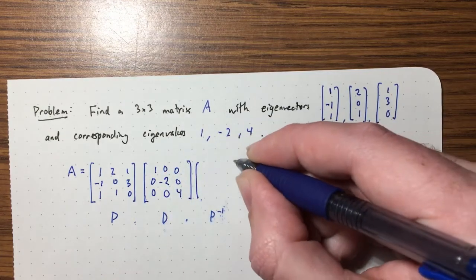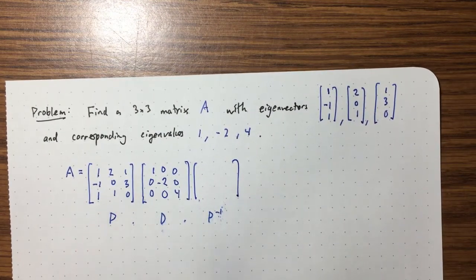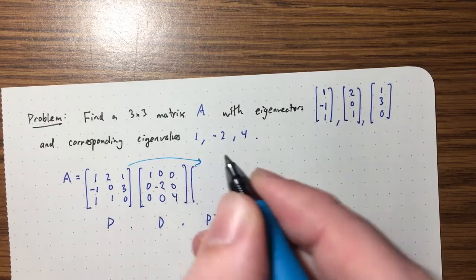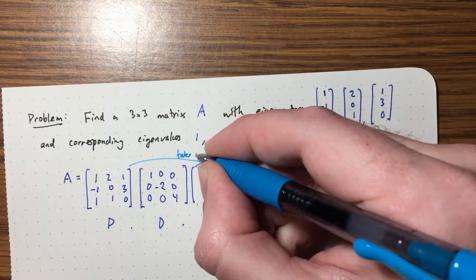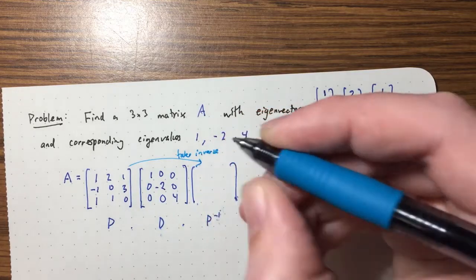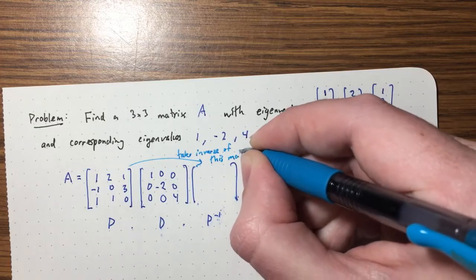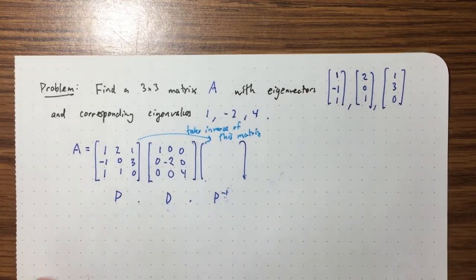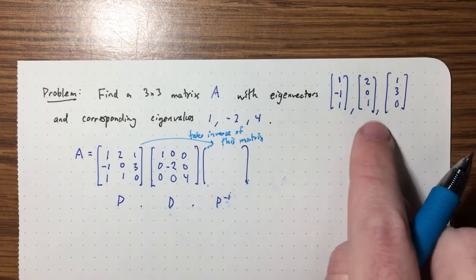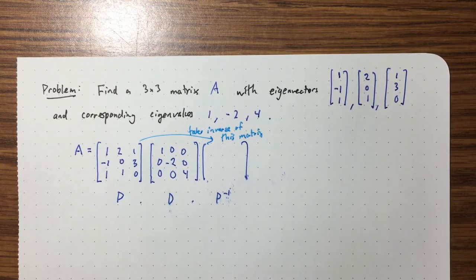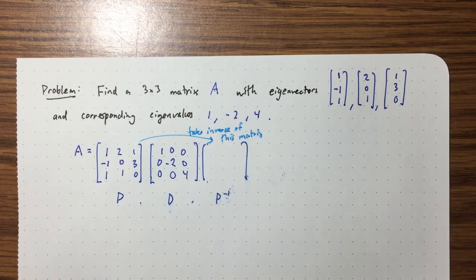And then P inverse, well, I don't feel like taking the inverse of this. That's going to take forever. But yeah, you take the inverse of this matrix. That's all you do. Or you get a computer program to do it for you. Take the inverse of that matrix, multiply all 3 of them together. You get a matrix that has these 3 eigenvalues and these corresponding eigenvectors. That's really cool.